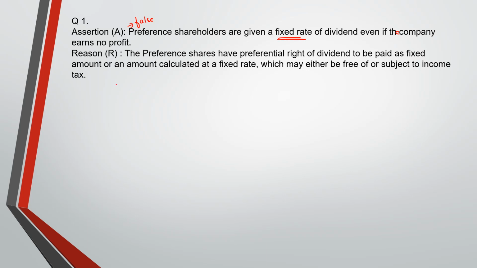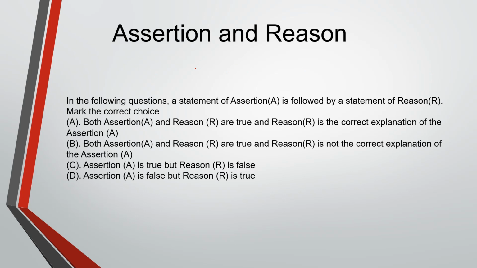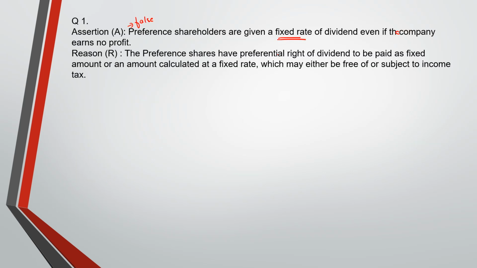So second, reason: the preferred shareholders have preferential right of dividend to be paid at fixed amount or an amount calculated at fixed rate, which may either be free or subject to income tax. This is true. Therefore, the option D would be the right answer because the assertion is false, but the reason they have given is true. Yes, preference shares means they have preferential right to dividend and the fixed rate amount would be calculated and paid, which can be either free or subject to income tax. So this is true, but the assertion is false. So the right answer for this is option D.